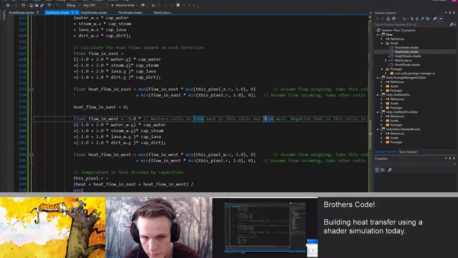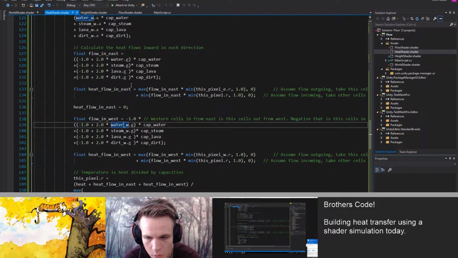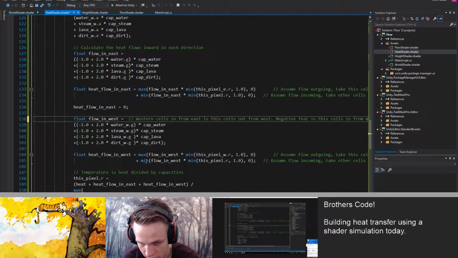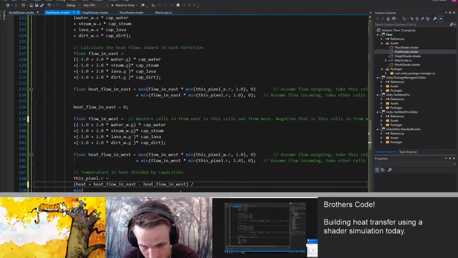In from the east, this cell's out from the west. Negative that is this cell's in from the west. We want in from the west, just negative that. Same as that. Okay, dumb idea, but what if we computed flow out in the western direction rather than trying to make it in and then handle it that way? So you don't multiply this by negative 1 and you rename it to out west.